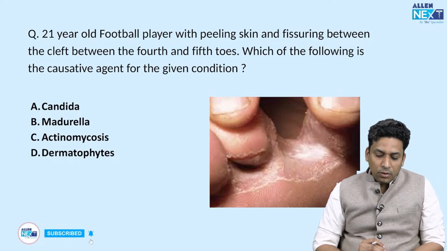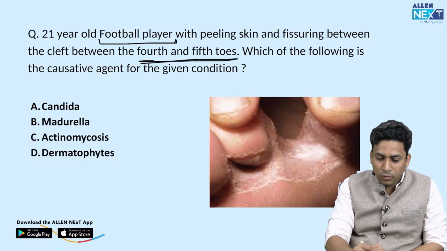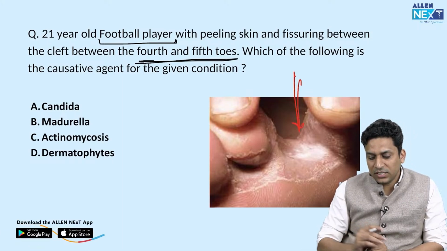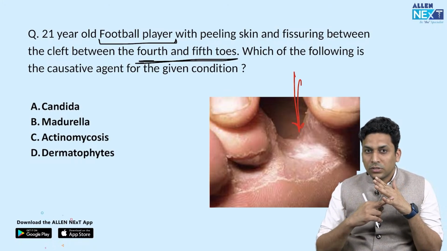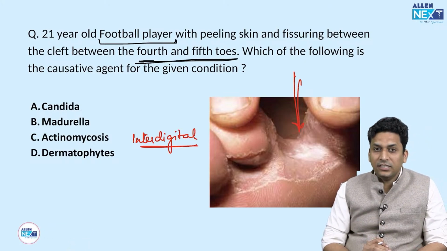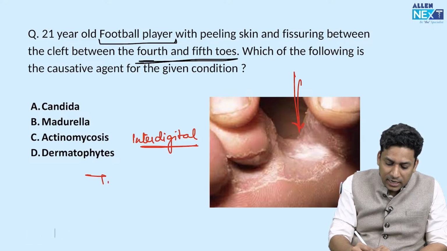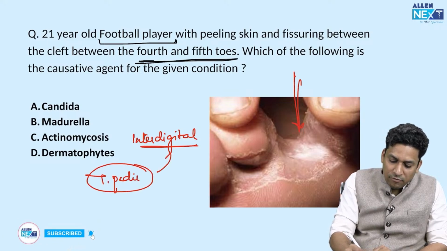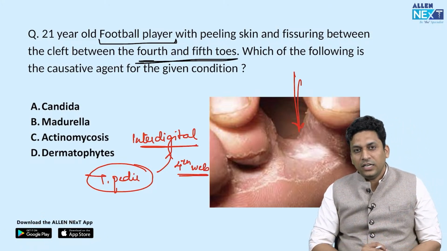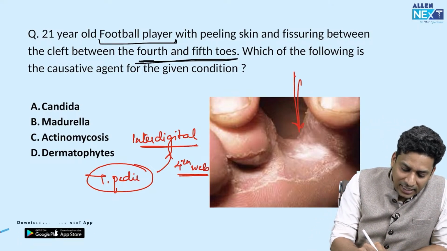Coming to the next question, a 21-year-old football player with peeling skin and fissuring in the cleft between the fourth and the fifth toe. Which of the following is the causative agent for the given condition? If you look at this image, the patient is having an infection in between the toes. So this is interdigital, in between the toes, web spaces are involved, and the most common site for tinea pedis is, yes, the fourth web space. And remember, what is another name of tinea pedis? Yes, it is athlete's foot.